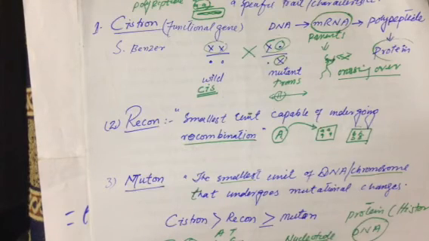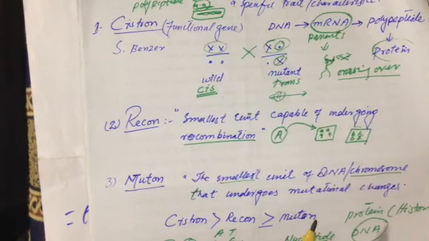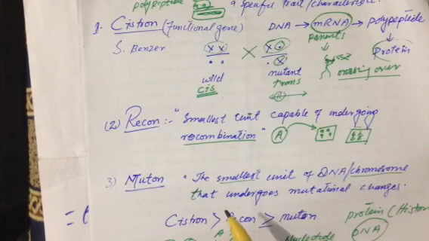Hope you guys have got the concept of the gene units, that the gene is made up of three units: cistron, recon, and muton, and each unit has its own specificity and its own characteristics.